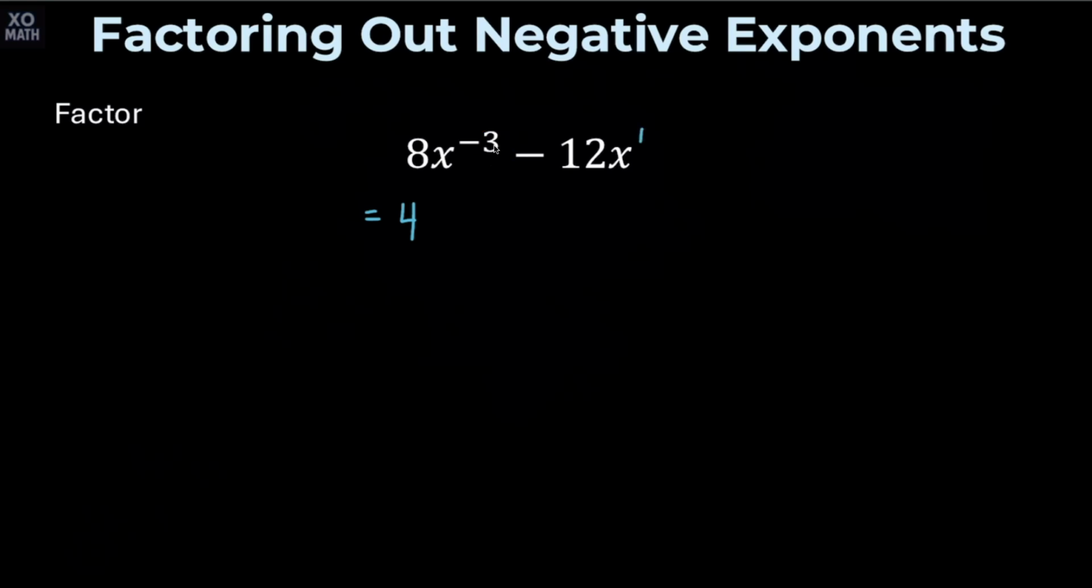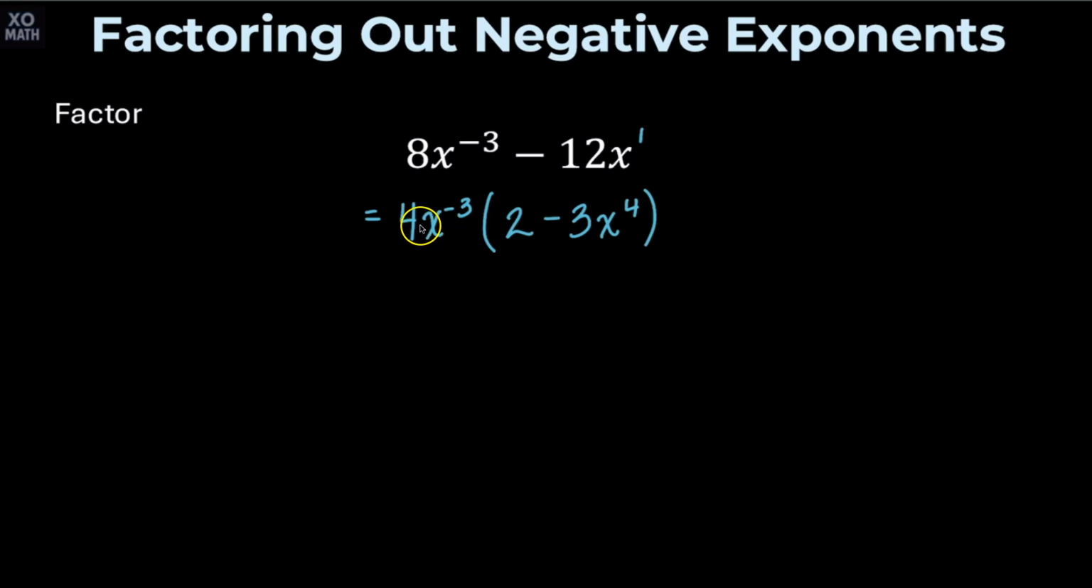We're going to take out the smaller of the two, which is x to the negative 3. And then in the first term, we'll be left with just 2. And from the second term, if I divide 4 into 12, I'll be left with 3, so minus 3. And then let's look at what my new exponent is going to be. So when we factor out negative 3, we're subtracting negative 3 from this exponent. So 1 minus negative 3 is going to be 1 plus 3. So my new exponent is 4.